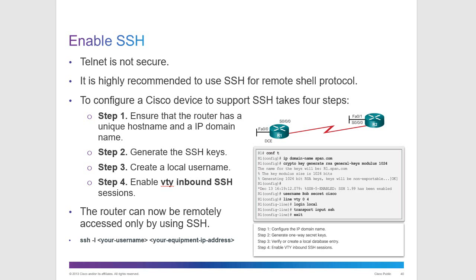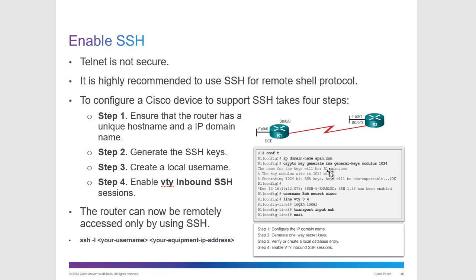So SSH will encrypt that traffic, and here's how you set it up. It's a little bit longer of a process than Telnet. First thing you need to do is you need a domain name of some kind. It doesn't need to be something.com. In this case, they use span.com, but the command is ip domain-name, and then whatever you want that domain name to be. So you need to have that set up.